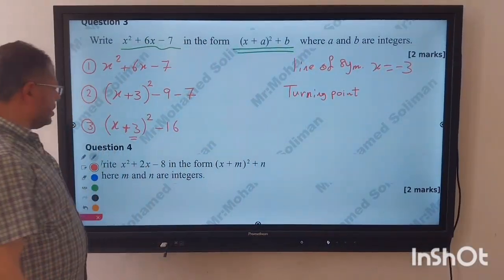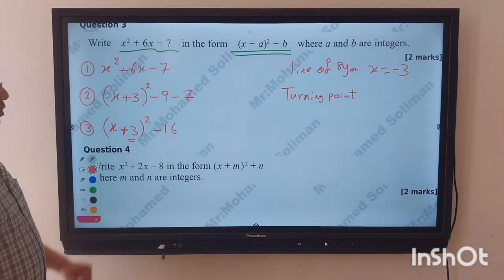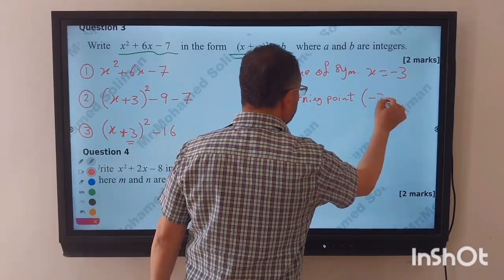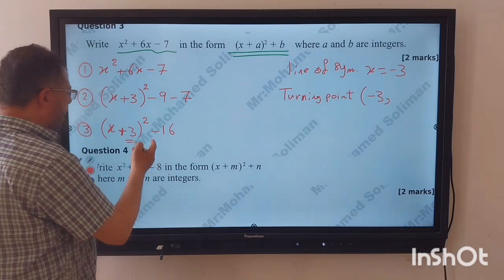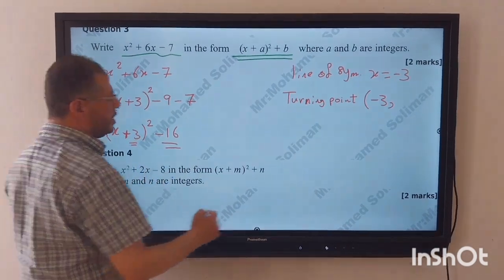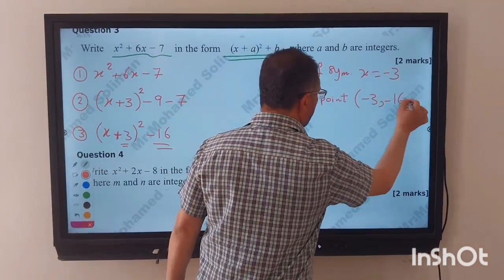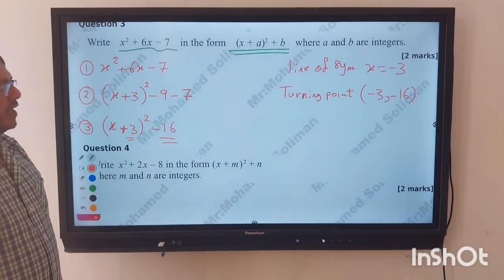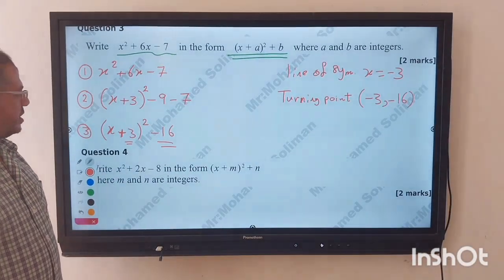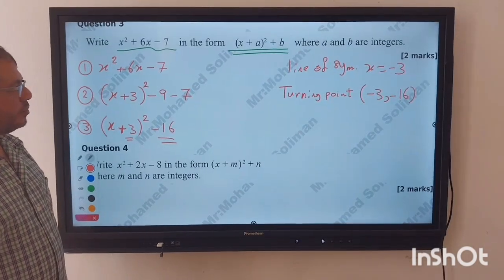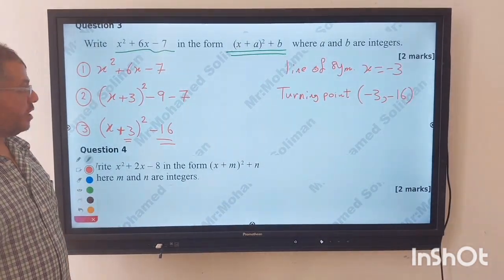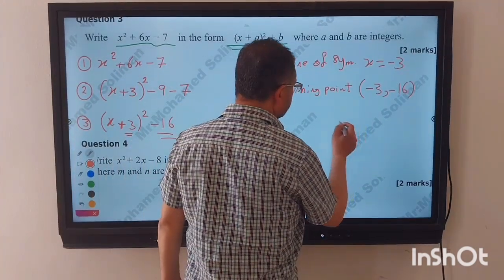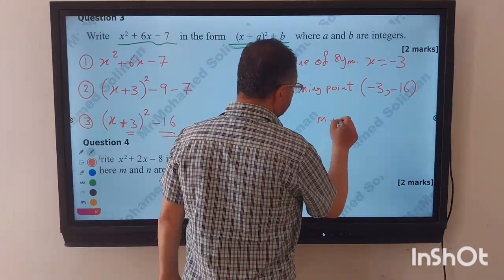Turning point here, it will be what? As I told you before, we will go to the bracket and then take negative 3 as the x coordinate, and here it will be negative 16, it will be the y coordinate. Number 3, what is the minimum value in this curve? The minimum value here will be negative 16.